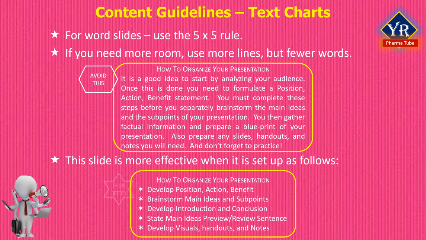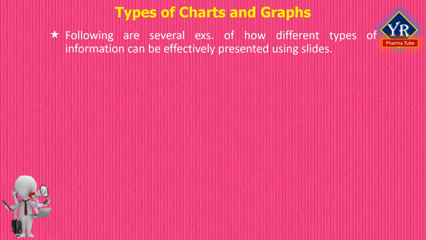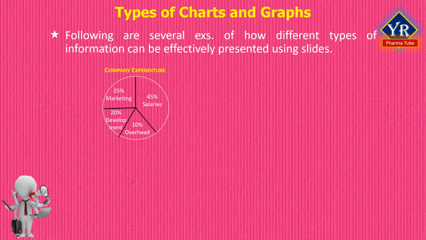The second picture is more effective to compare with the first one. Stating information clearly and concisely on your slides makes it easier for the audience to retain information. Types of charts and graphs. Following are several examples of how different types of information can be effectively presented using slides.